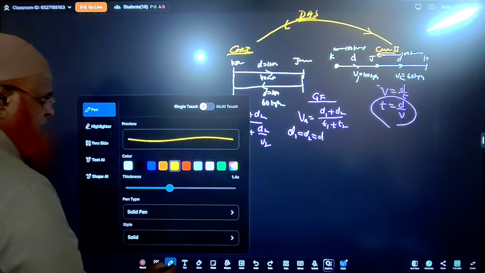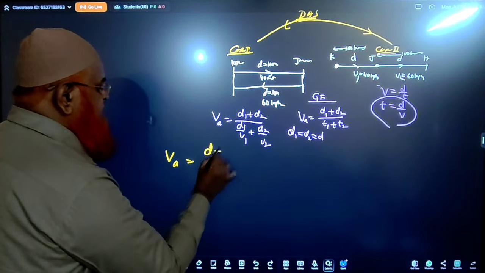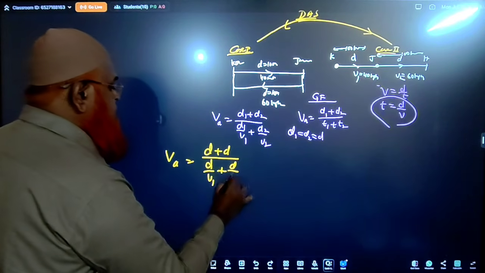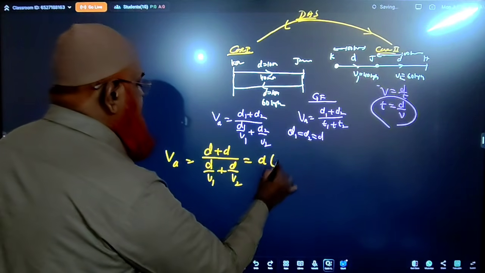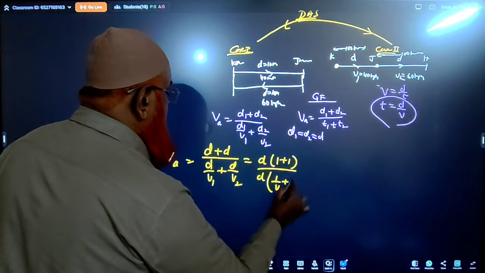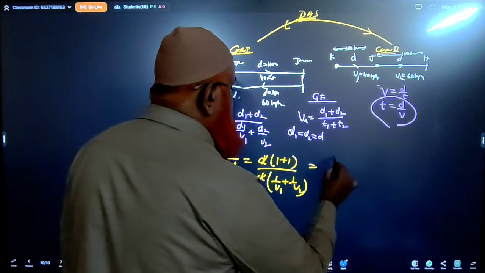Let us see. So here d1 means d only. So this is d by v1. Here also d by v2. So common out d, you will get 1 plus 1. You common out d, you will get 1 by v1 plus 1 by v2. Cancel out this d. So the numerator gives you 2.